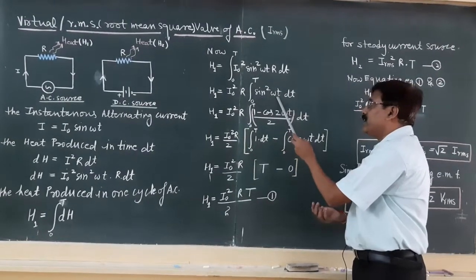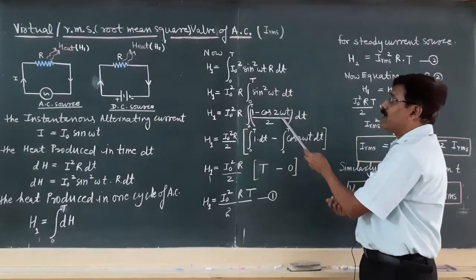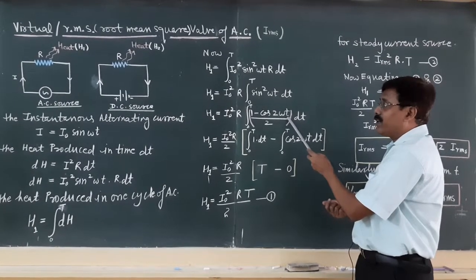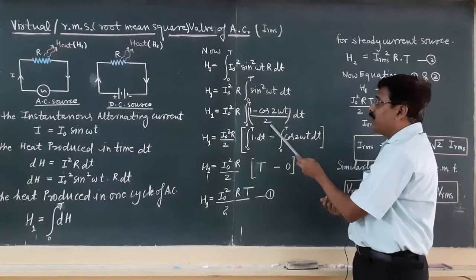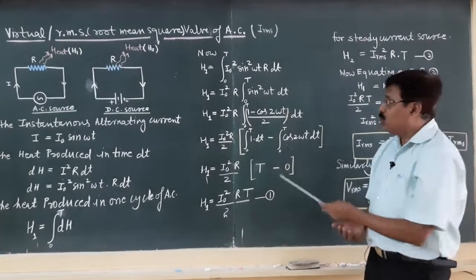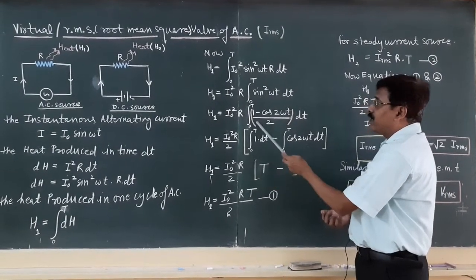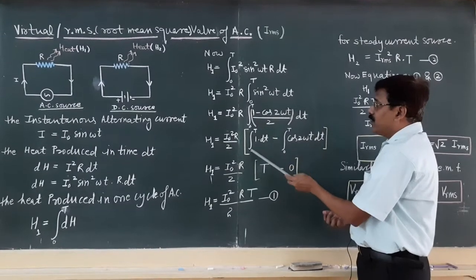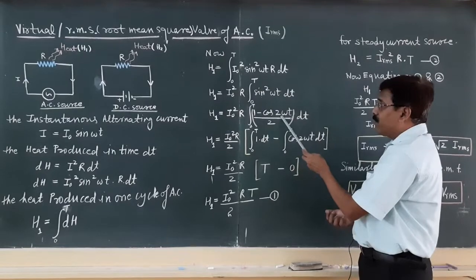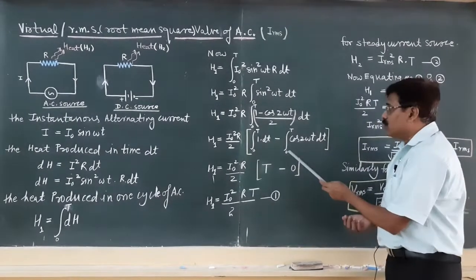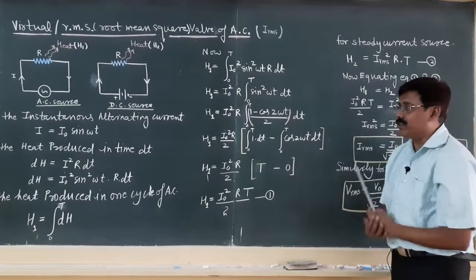The sin square theta can be written as (1 minus cos 2 theta) by 2, where theta is equal to omega t. So it will be (1 minus cos 2 omega t) by 2 dt. So 1 by 2 is a constant, again outside of the integration, and by parts you can write integration of 1 dt with limits 0 to T. The second term is minus cos 2 omega t, so minus integration of cos 2 omega t dt with limits 0 to T.